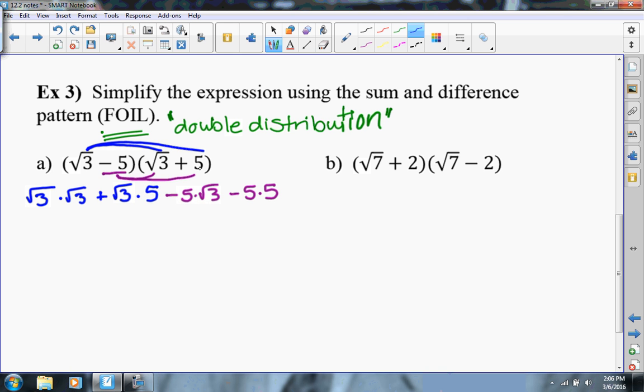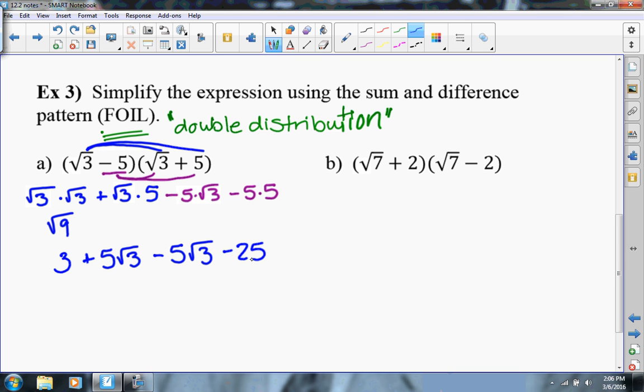Okay? So now we have to actually multiply and simplify our expression here. The square root of 3 times the square root of 3, that's the square root of 9, which is really just 3. And then here I have a number times the square root, which I can't do. So I'll just write 5 times the square root of 3. Remember, we want the number to be in the front. Same thing here. I can't multiply the 5 and the square root of 3, so I'll just write them together. But then the number times the number, I can do that, minus 25.